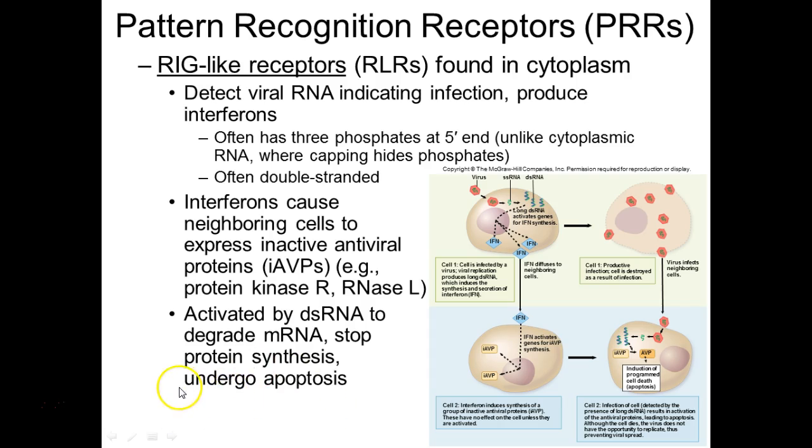So again, notice, as I said, the cells go through apoptosis, programmed cell death, right? If the virus gets in, they're going to die, right? They're going to try and stop that cell from becoming a virus-making factory. Stop that virus from replicating so it can't infect other cells.